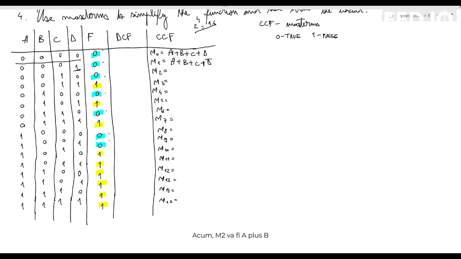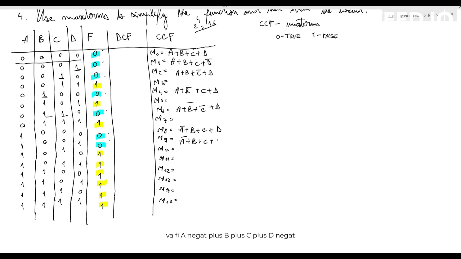Now M2 is going to be A plus B plus C negated plus D because we have this one. Now M4 is going to be A plus B negated plus C plus D because we have this. Now M6 is going to be A plus B plus C, where these two are negated right here, plus D. M8 is going to be A negated plus B plus C plus D, and M9 is going to be A negated plus B plus C plus D negated.